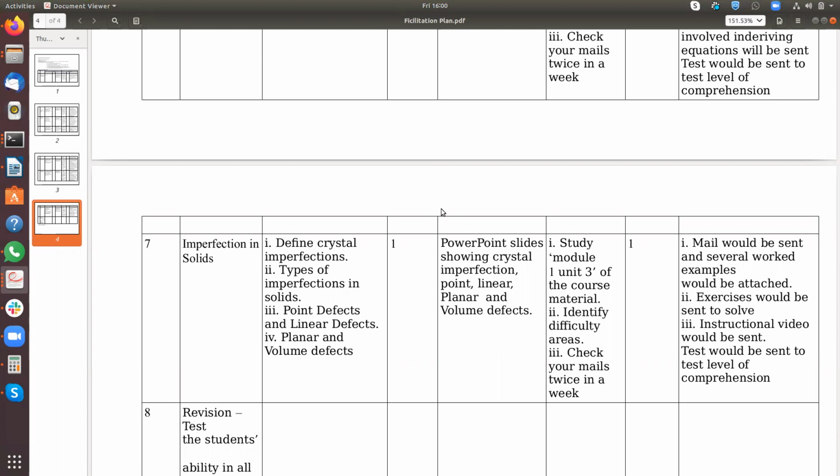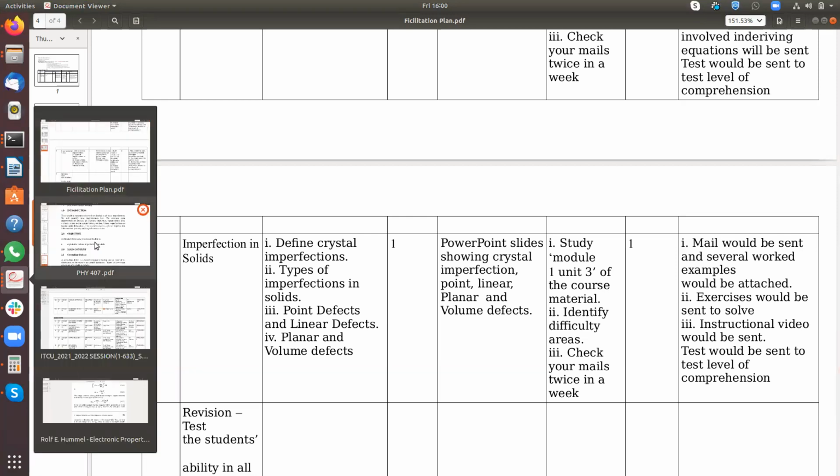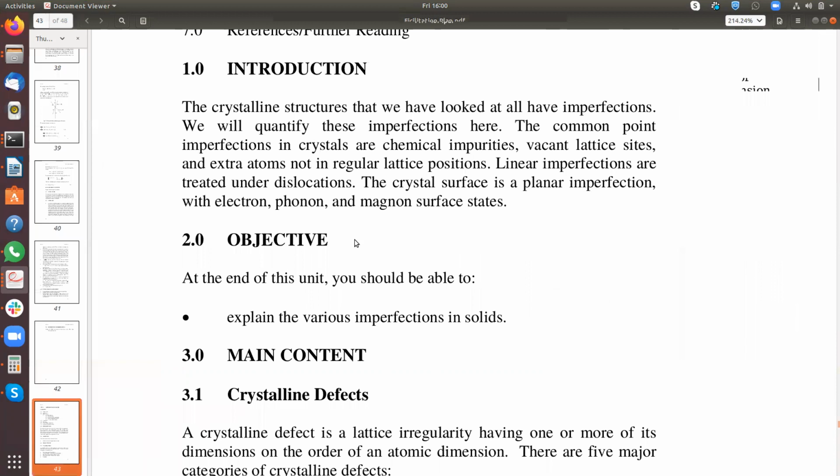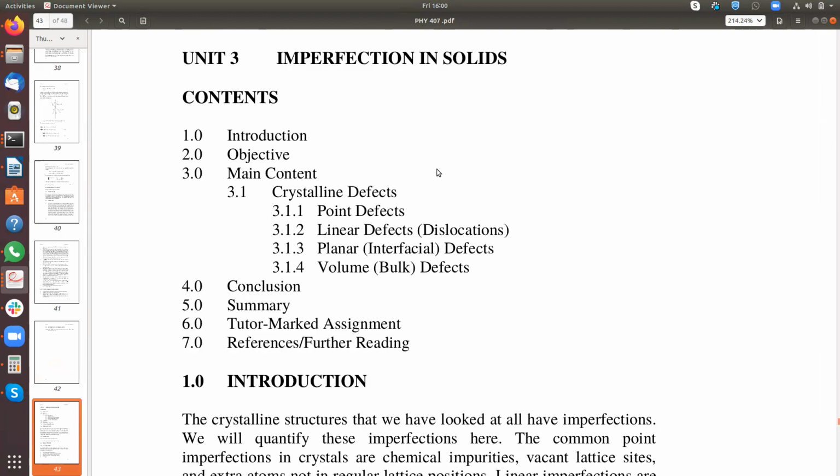So today, we shall be looking at imperfection in solids. But before we proceed, is there anybody that has any questions concerning what we have discussed so far? So that we look at that before we move to the next thing today. Any question? Okay. In the absence of any question, we start straightforward.